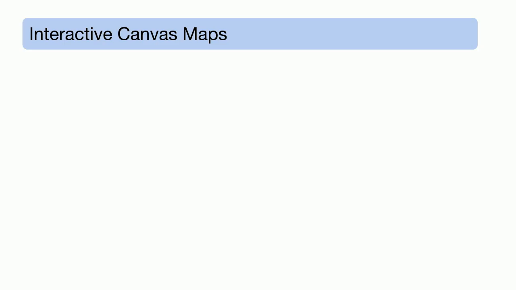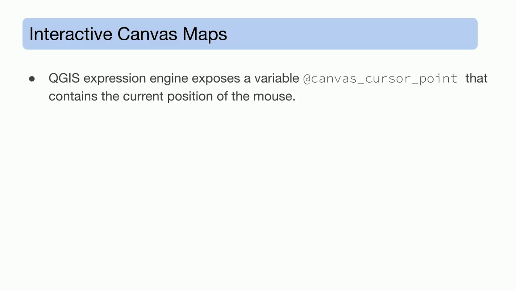One of the things I spent a lot of time on last year is to build this kind of interactions on QGIS. That means you can make your map come alive as you move your mouse around. And I discovered that there is a variable that QGIS gives you in expressions called canvas cursor point, which has the current position of your cursor. That means if you move around, this variable has the location of your cursor.